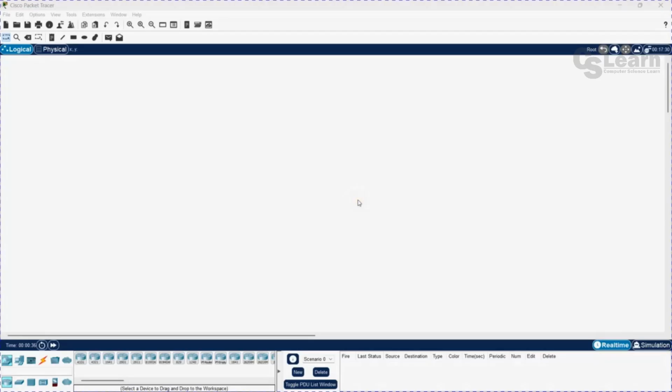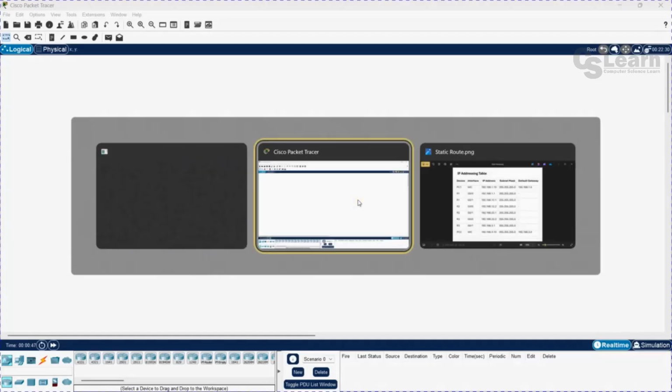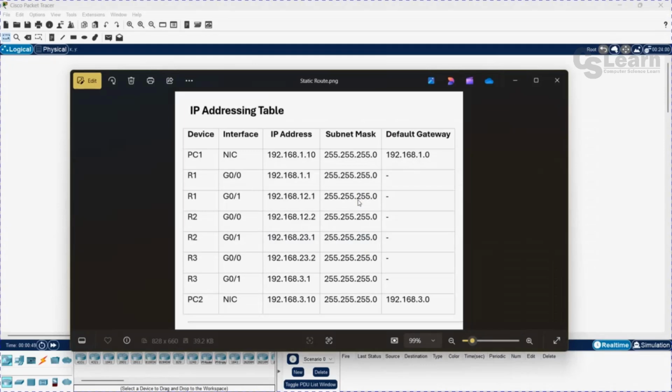Welcome to all. Right now we are going to discuss the static route, how to set up a static route in Cisco Packet Tracer. Here I am going to use this IP addressing table, and based on this IP addressing table, I am going to set up the static route.